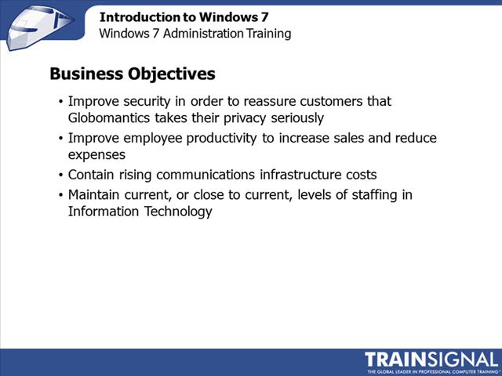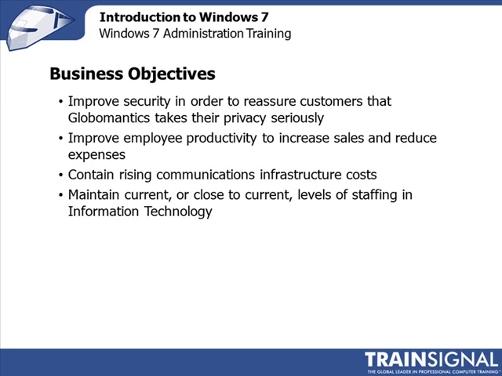GlobalMantic has a number of business objectives that must be met with a rollout to Windows 7, and the Windows 7 new features must take into consideration these business objectives. GlobalMantic has to improve security in order to reassure customers and regulatory agencies that the company is taking their privacy seriously, and that there will be no more data breaches like the one that cost the company so much money recently. GlobalMantic also wants to improve employee productivity to increase sales and reduce overall operating expenses.